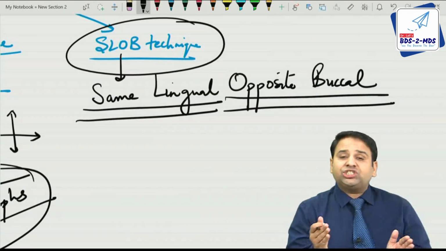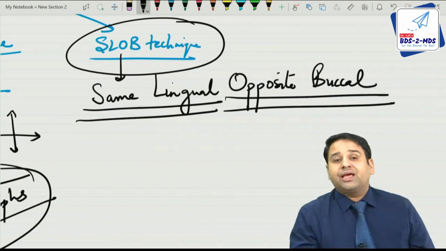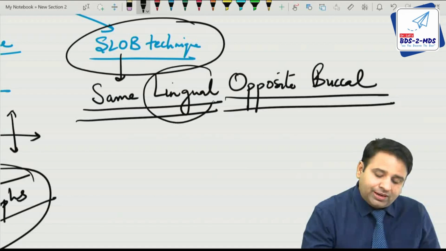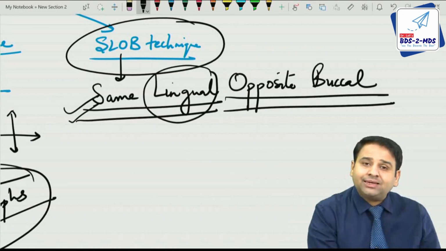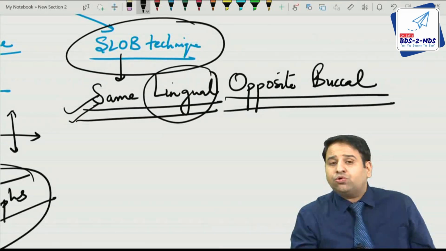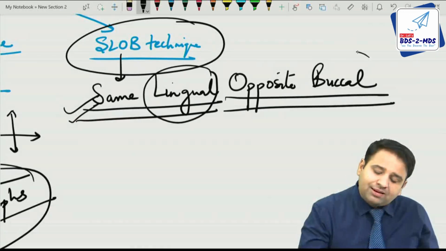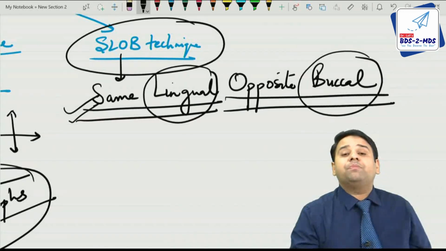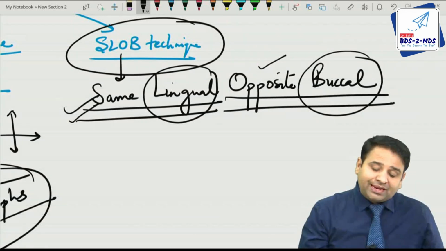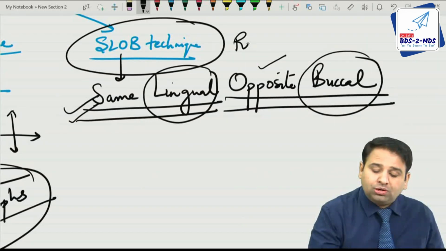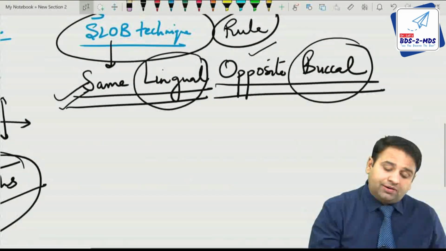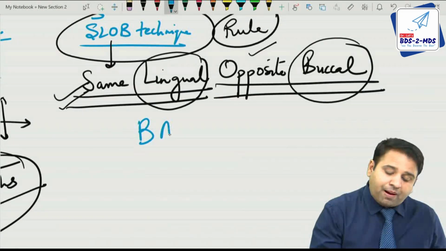That means when we shift the tube in a particular direction, if the object in question also shifts in that direction, it is lying lingually because it is same lingual. But if we shift the tube in one direction and the object in question moves in the opposite direction, then that means that object is lying buccally because it is opposite buccal and same lingual, right? This is the SLOB technique, also called the SLOB rule, right? The SLOB rule is also known by another name called BAMA.